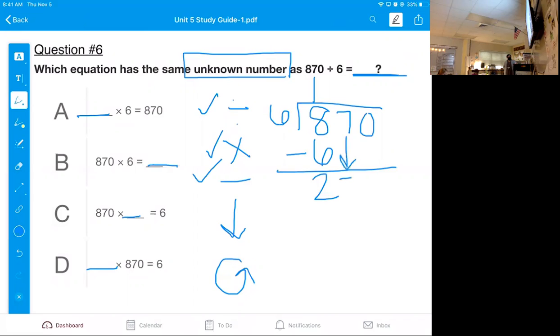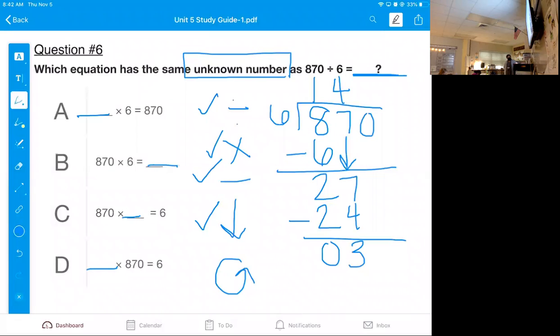Bring down my 7. So I need to do it again. Now I need a 6 fact that gets me close to 27 without going over. Brianna? 6 times 4 will work. So I'm going to put a 4 up here. What is 6 times 4? 24. All right. When I subtract 27 minus 24, I get 3. And 2 minus 2, 0.